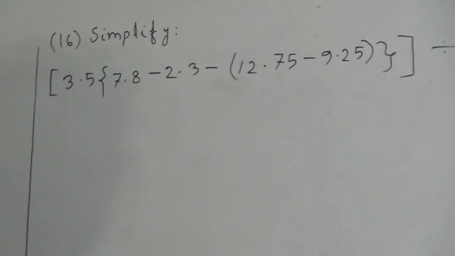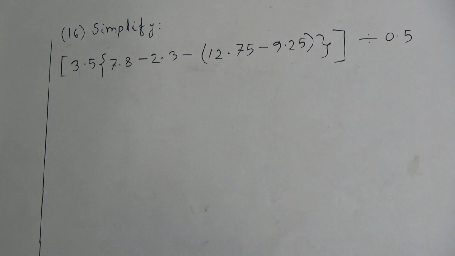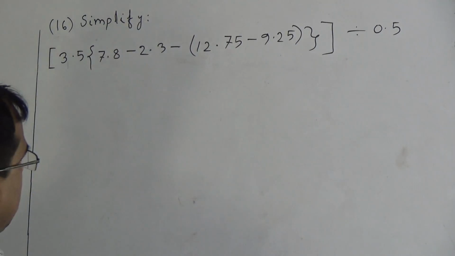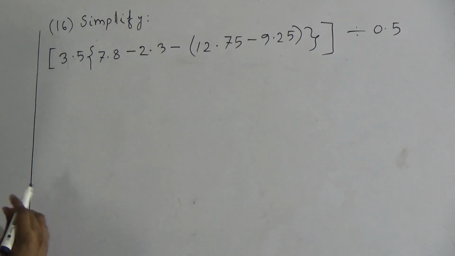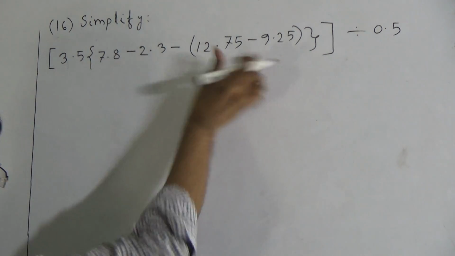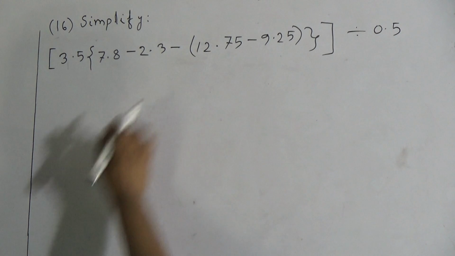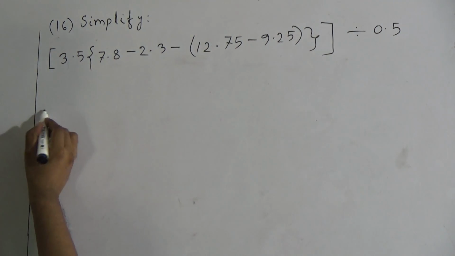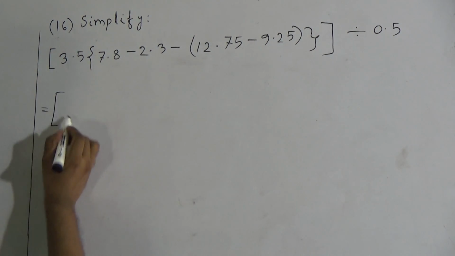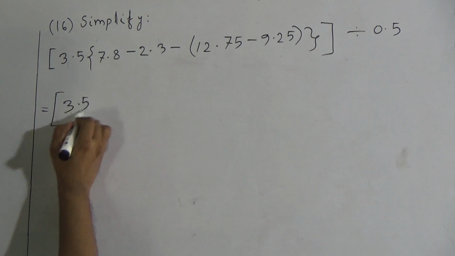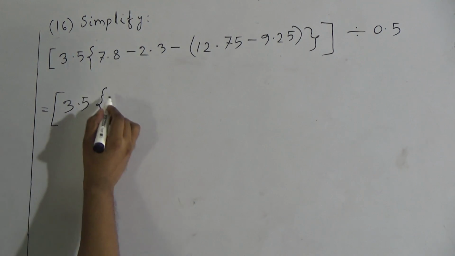Dear students, now we'll solve number 16. Here we have to simplify this expression. At first we have to do the work of the first bracket. That means we have to subtract 9.25 from 12.75. 3.5. Second bracket.